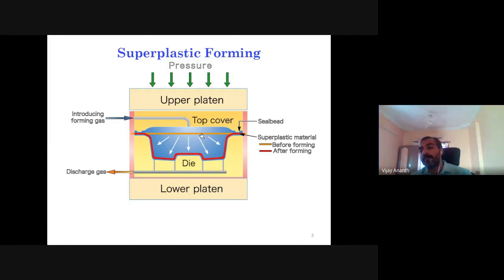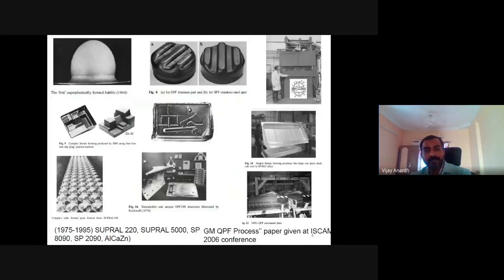And normally we apply argon gas, because oxidation will be there. Suppose we use a normal gas, it will cause oxidation of the material. So we are using argon as the gas. The argon gas is passed inside. Then due to the pressure, the sheet will be formed. So this red color is shown as the formed component. Okay. So this is a basic superplastic forming method.